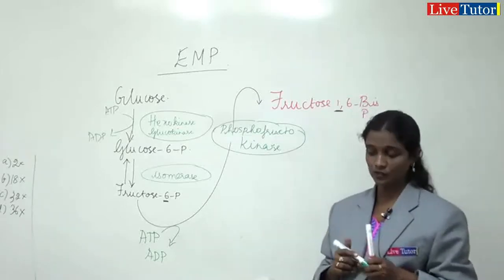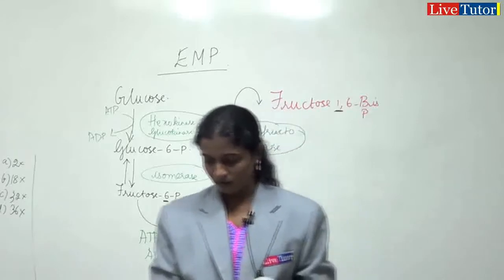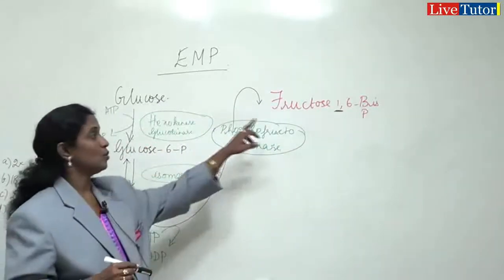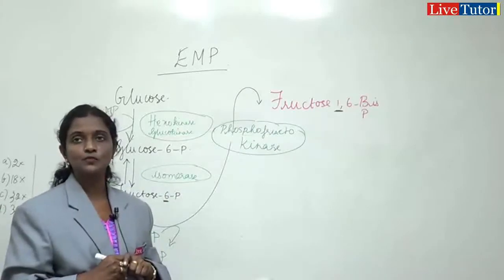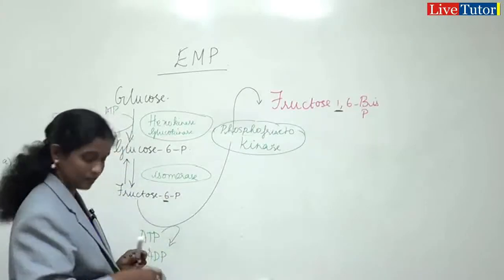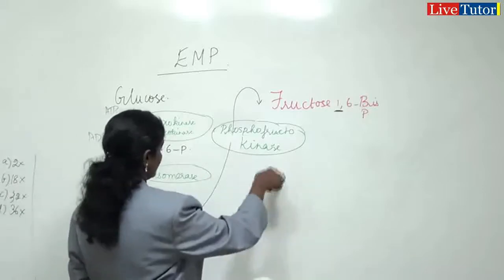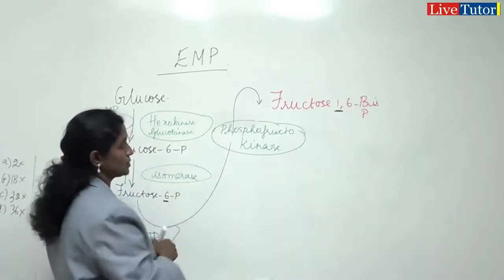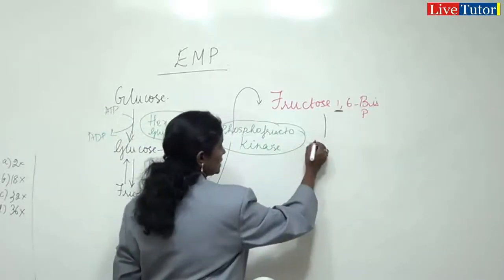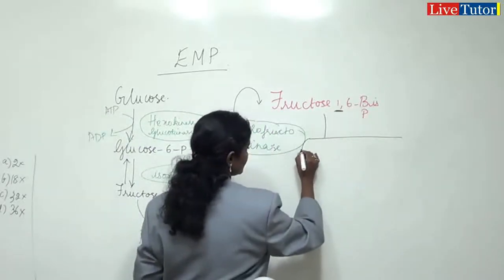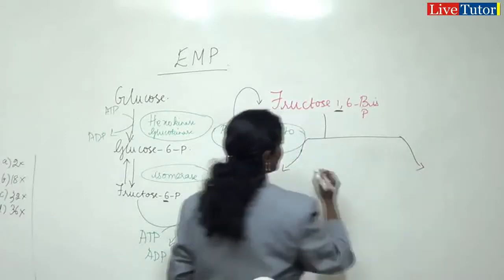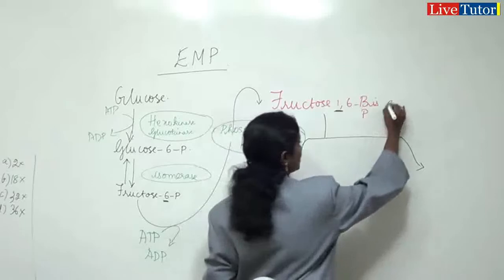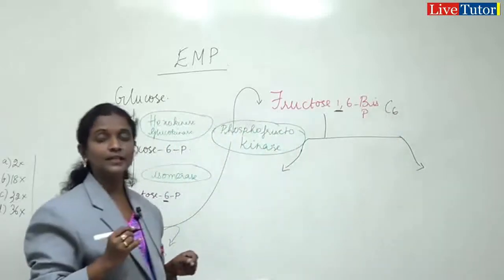Now from here we are going to the next step. We said that this is again an irreversible reaction. From the fourth step onwards, fructose 1,6-bisphosphate, a 6 carbon sugar, can be cleaved. This 6 carbon sugar can be broken down into 2 3 carbon sugars.